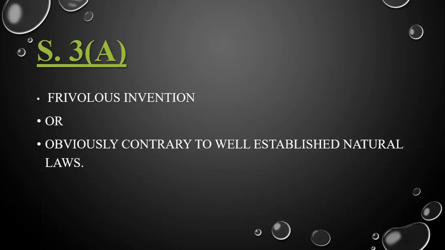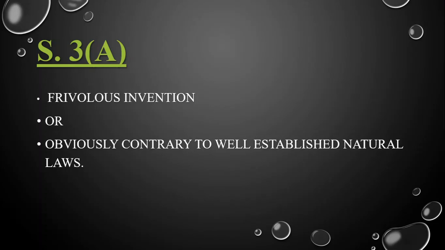Natural laws, in the sense that the gravitational theories, the laws of motion, there are a lot of natural laws, natural theories, scientific theories, etc. So, any invention that is very obviously contrary to all these theories will also be denied patent protection. Yes, of course, after you put the claim, there will be a procedure wherein you can talk about its effectiveness, but if the patent office feels that it is contrary to well established natural laws, then obviously patent rights will not be granted.